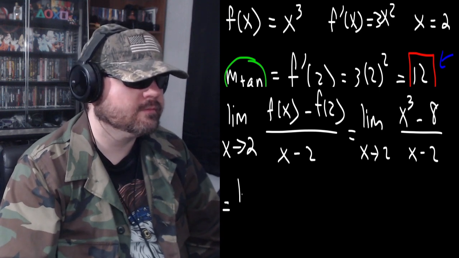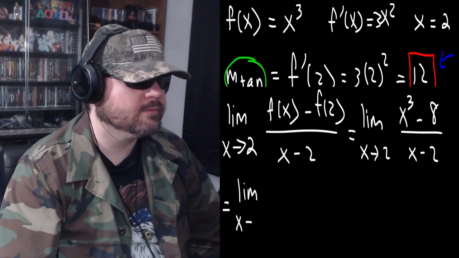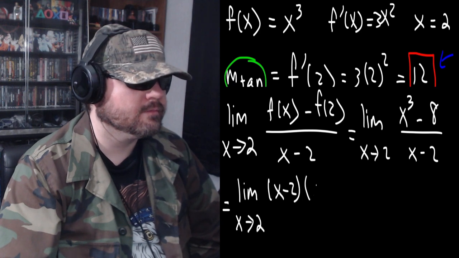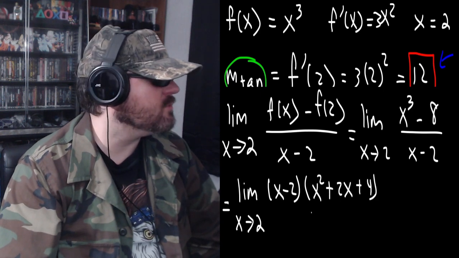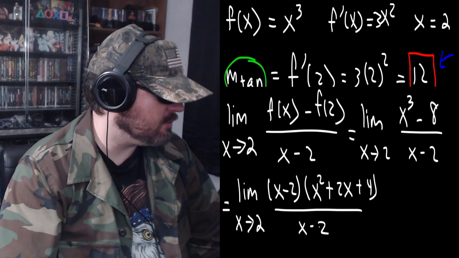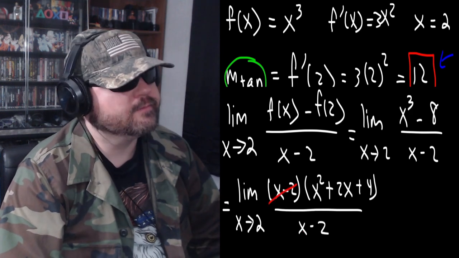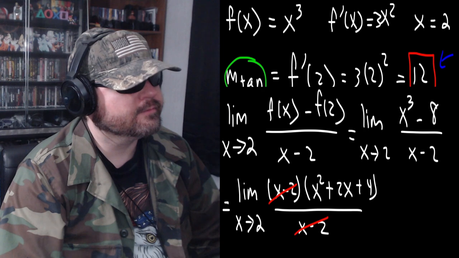So now we have this. The limit as x goes to 2 of (x minus 2) times (x squared plus 2x plus 4) over (x minus 2). So now these two factors will cancel.